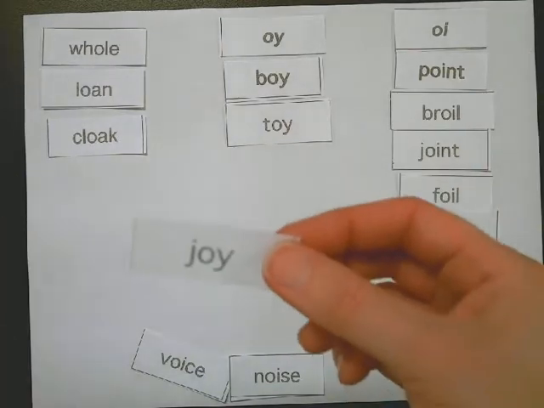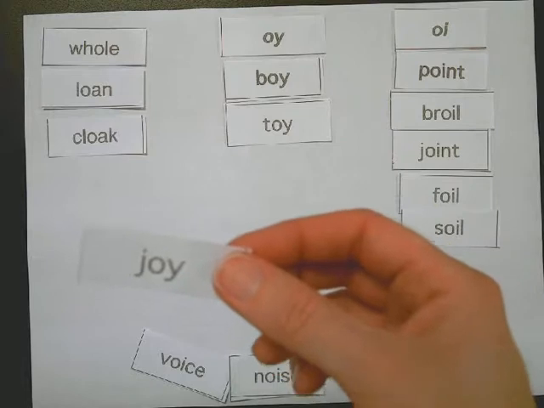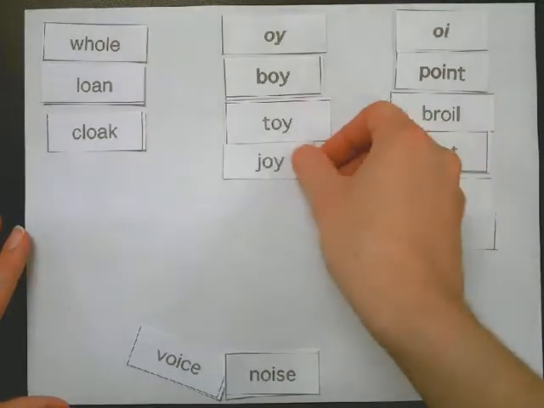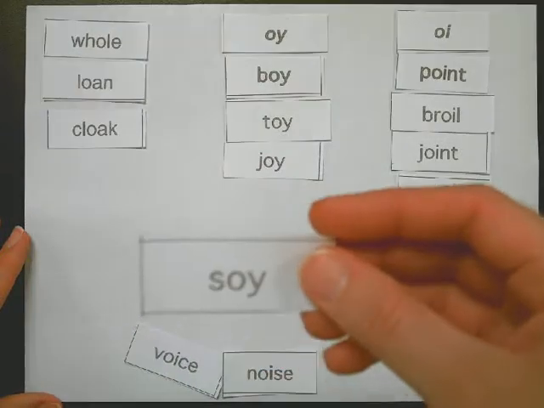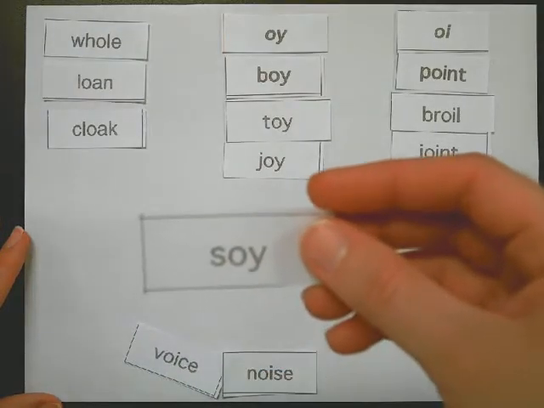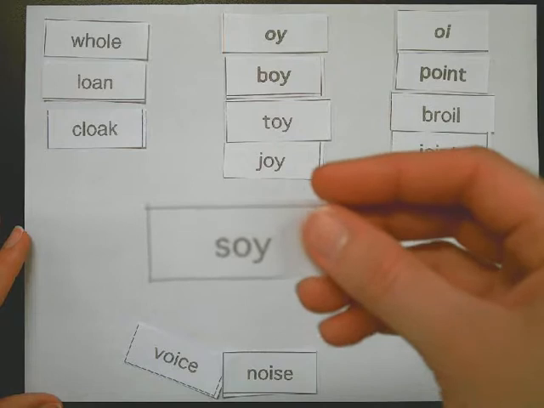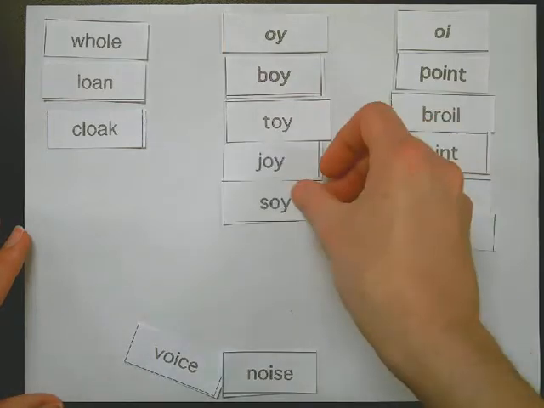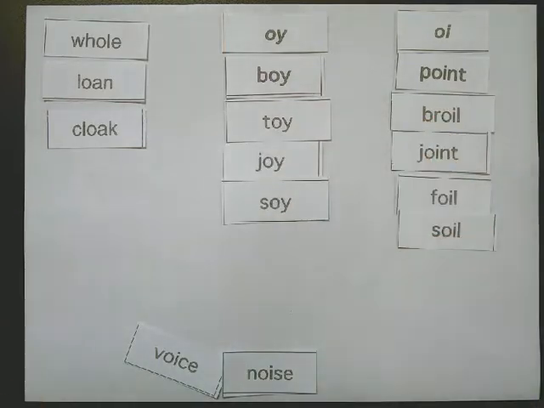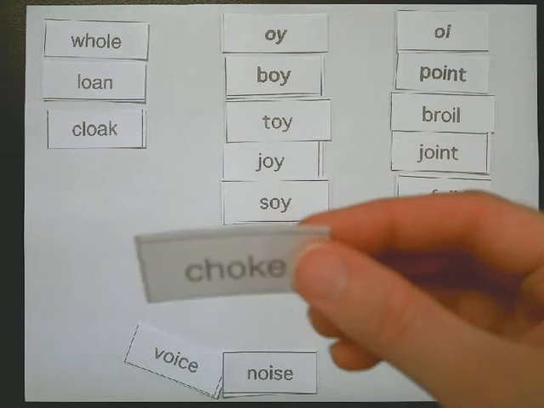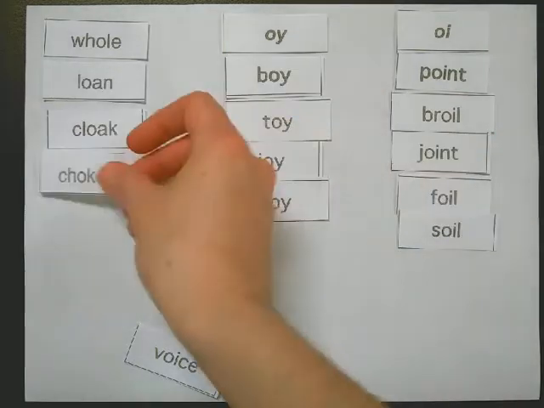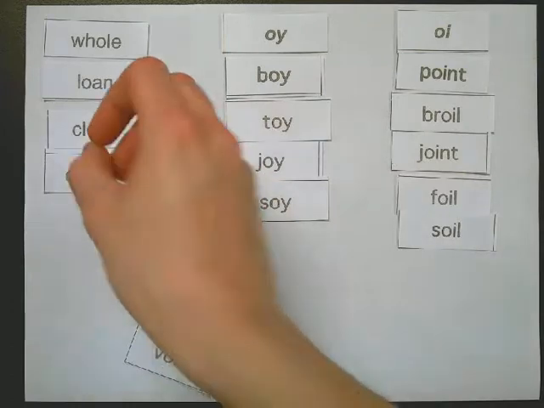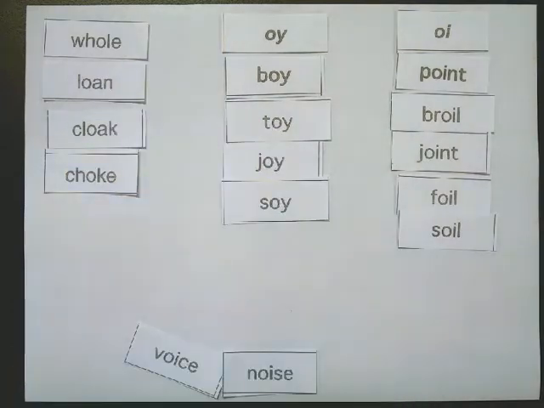Let's keep sorting. Here's the word joy. Joy, we hear the oi sound and we see OY. Here's the word soy. Soy, like soy sauce that you might cook with. Again, we hear and see oi, this time with an OY. This is the word choke. We hear a long O sound here, like in whole, lone, cloak, choke. So we're going to put it there.